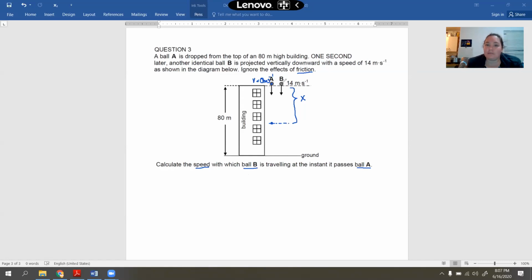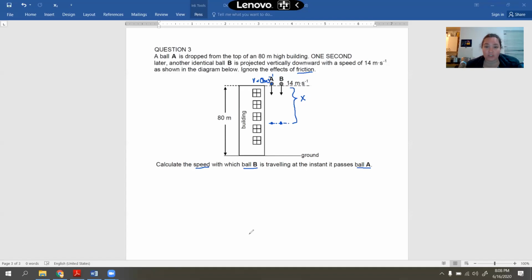I'm going to do the same thing for ball B until it's fallen X meters. I'll then have 2 equations, but you're going to have to be very careful with this because you're going to have 2 variables. You don't know what the times are that either of them have fallen, but you know that one will have fallen 1 second less than the other.